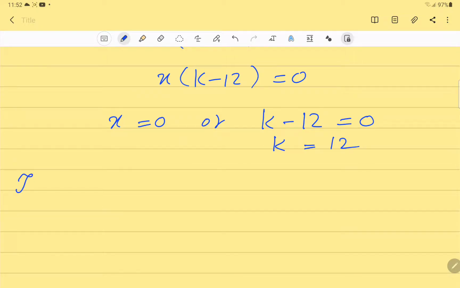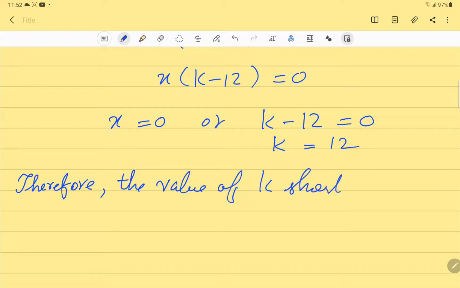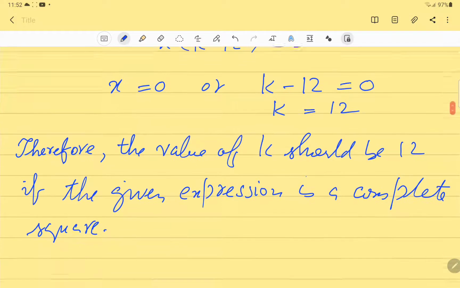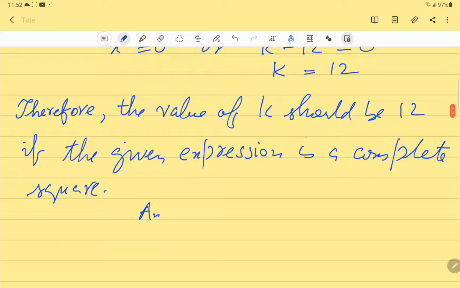Therefore, the value of k should be 12 if the given expression is a complete square. So this is our answer.